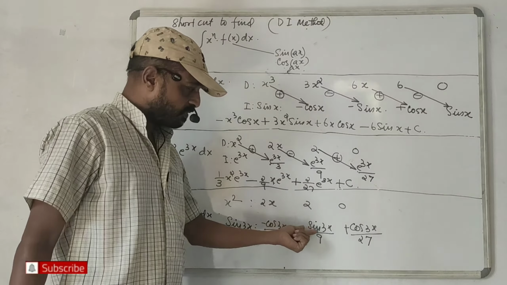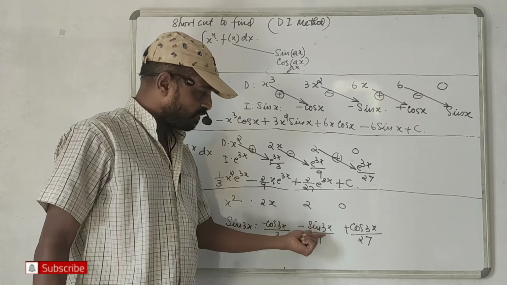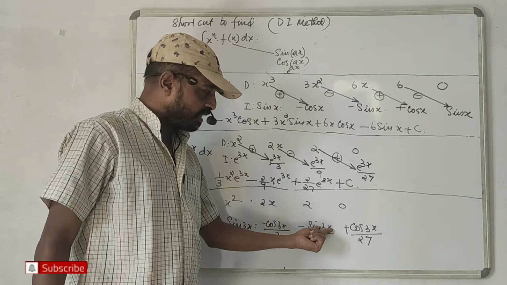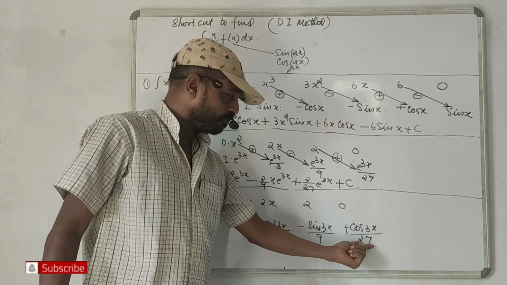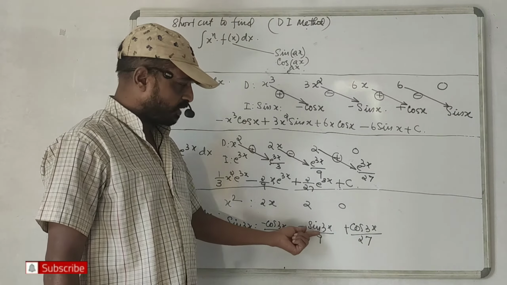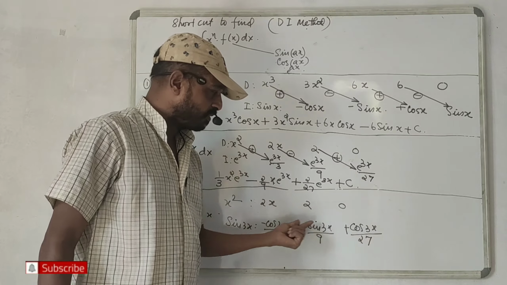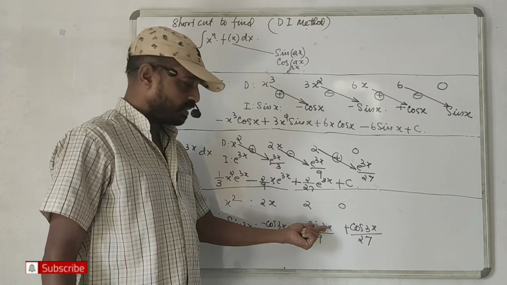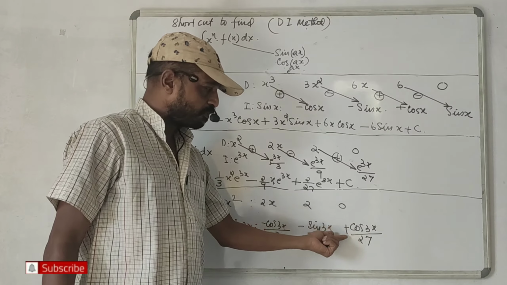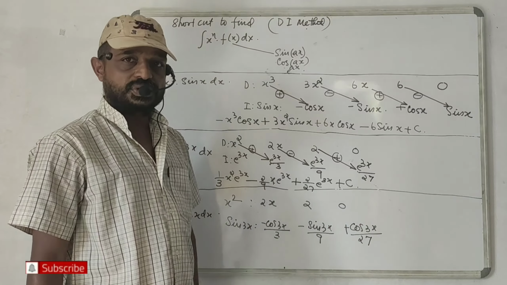So clear? Minus 1 by 9 is a constant. Minus 1 by 9 into the integral of sin 3x is minus cos 3x by 3. So in the denominator we have 9 into 3, 27. Minus into minus, the integral sign is minus cos, so minus cos becomes plus. Plus cos 3x by 27.